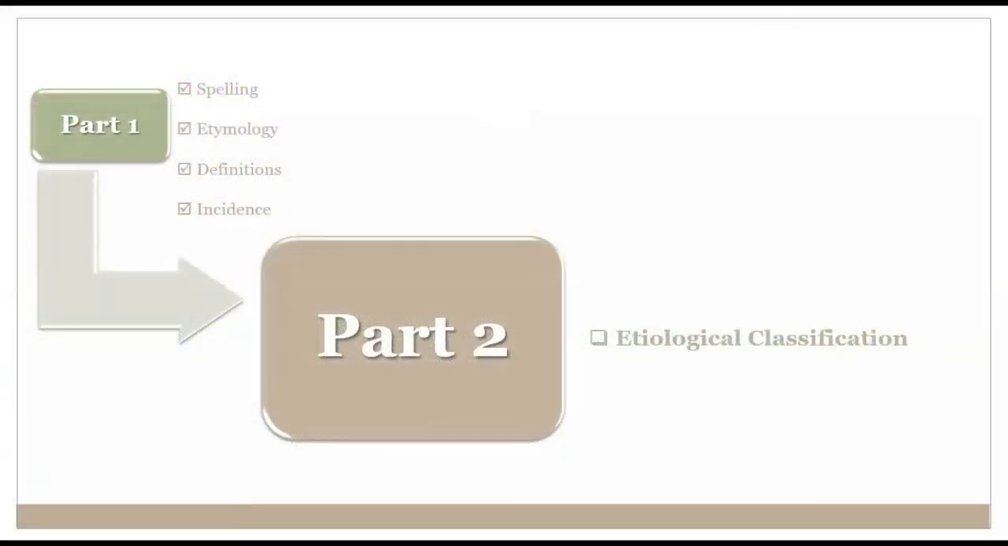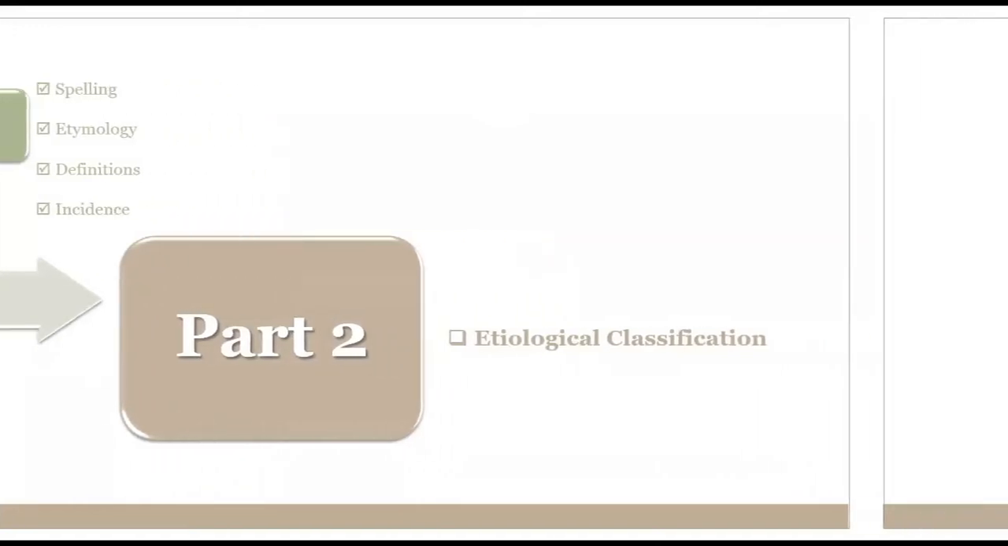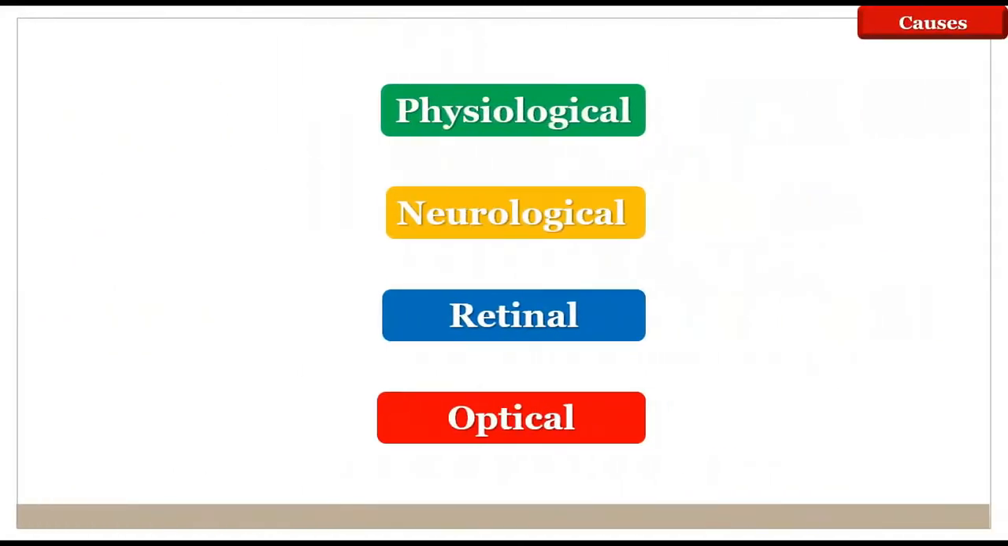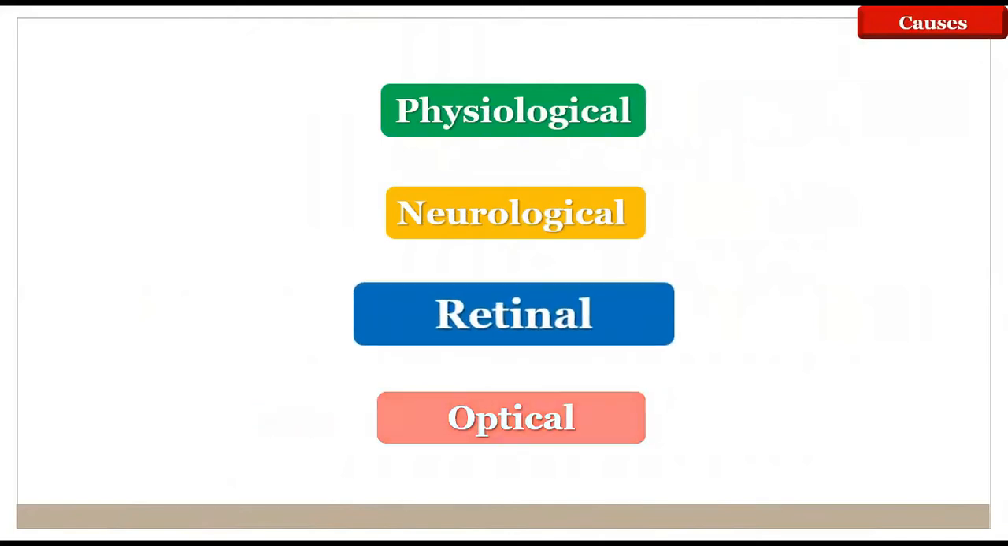Dear learners, last time I mentioned the etiological classification of aniseikonia, and I discussed the most important cause, which is the optical one. And in this part, I'm going to start talking about the retinal cause.